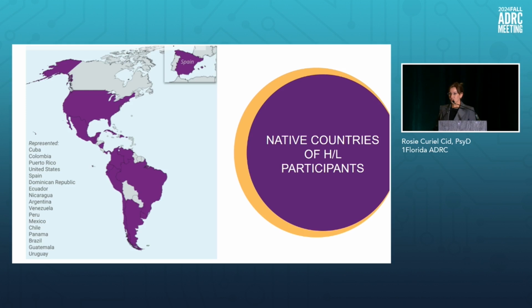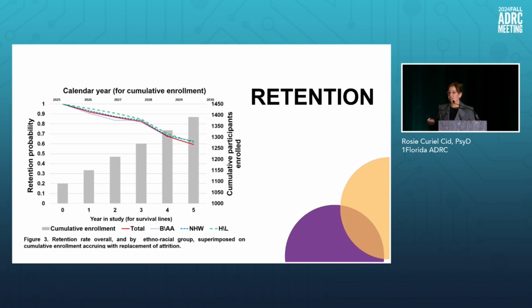And something quite special, though, that you should know about the Hispanic Latino heterogeneity of the Alzheimer's Disease Research Center in Florida is that it represents over 17 different countries: Cuba, Puerto Rico, Colombia, Venezuela, Panama, Peru, just so many countries. It's very rich. And our estimates for retention show that the probability of retaining individuals into the next cycle seem to be comparable across the different cultural groups.